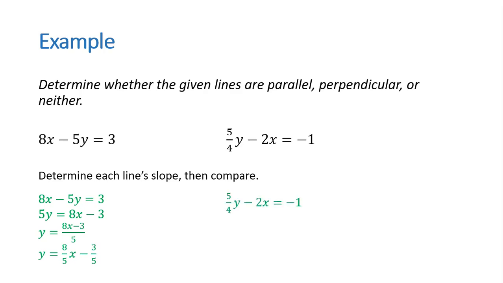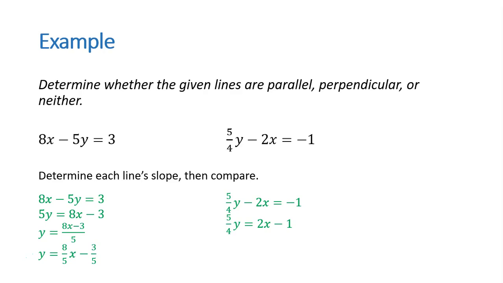So 5/4 y minus 2x is equal to -1. We want to get the y term by itself, so we can add the 2x to each side, move it over to the right. So 5/4 y is equal to 2x minus 1. Now we need to get rid of that 5/4 in front of the y. Conceptually, we're dividing it out. But if you remember, dividing by a fraction is the same thing as multiplying by that fraction's reciprocal. In this case, the reciprocal of 5/4 is going to be 4/5. So what we're actually doing is we're multiplying both sides of the equation by 4/5.